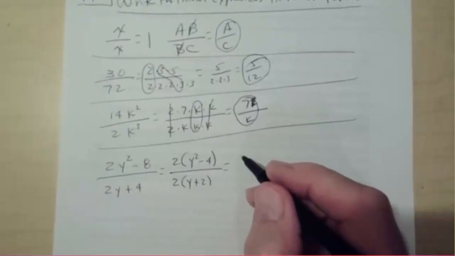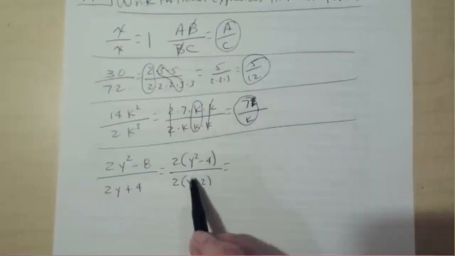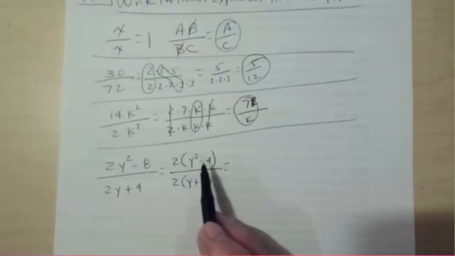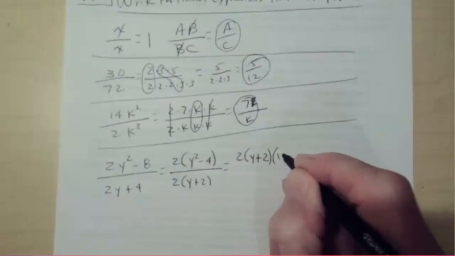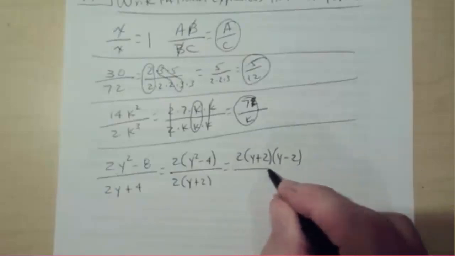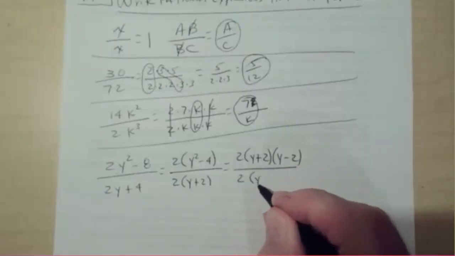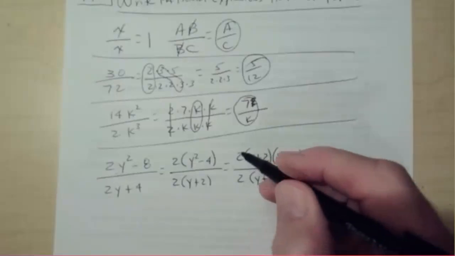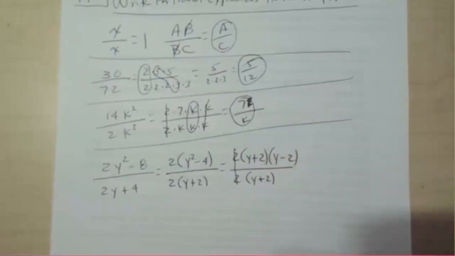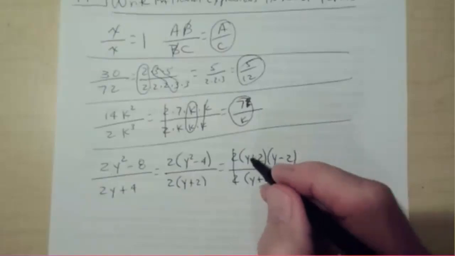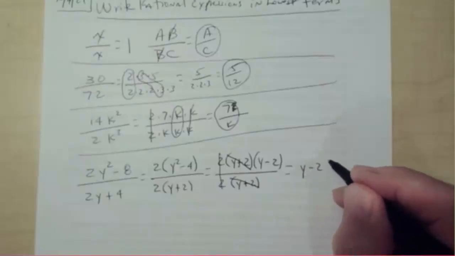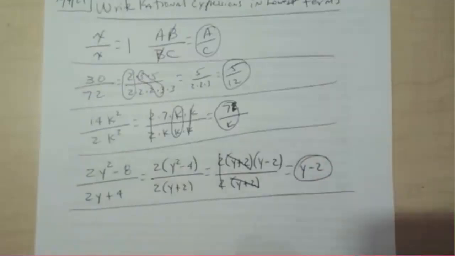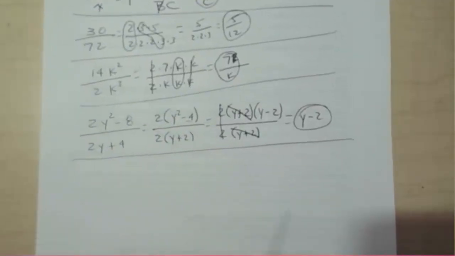And so now let's factor the conjugate. That's 2 open y plus 2, y minus 2 closed over 2 times y plus 2. The 2's cancel, and the y plus 2's cancel. And we're left with y minus 2. Okay, be sure and look for the conjugates. They're going to make your job easier.